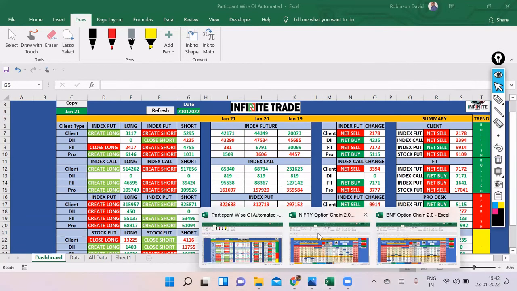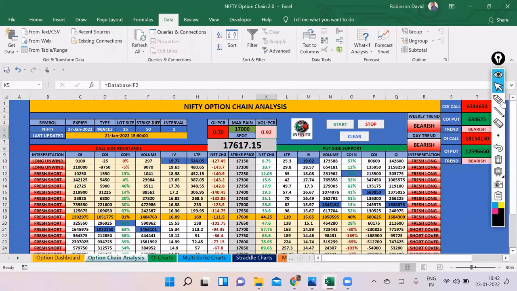Now we'll quickly check out the option chain to understand what happened on Friday. If you look at the option chain in Nifty, we can see exits from the put side, and on the call side people have added positions aggressively. 17,600 has a lot of change in open interest on the call side compared to the put side.